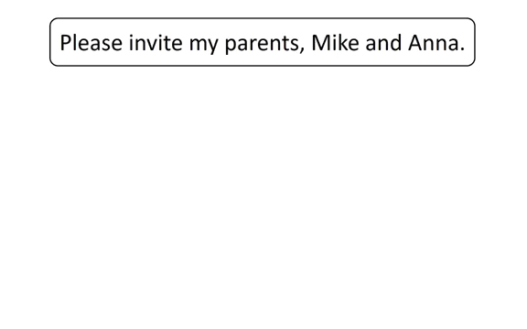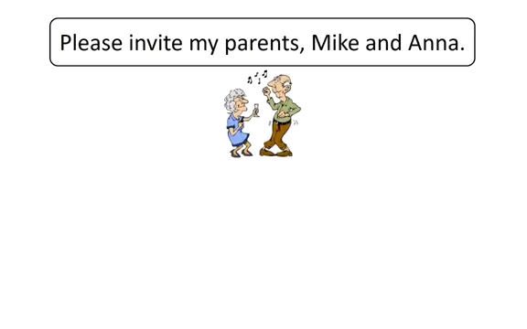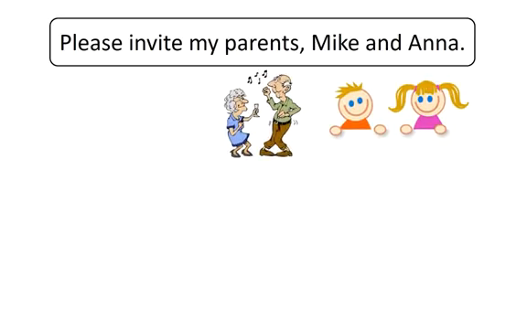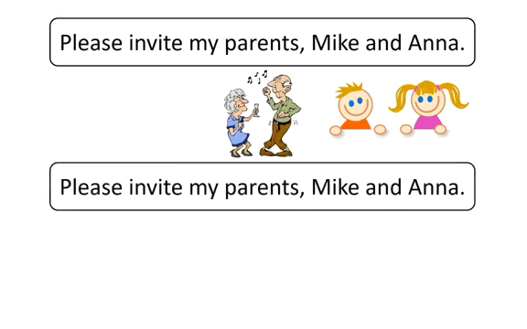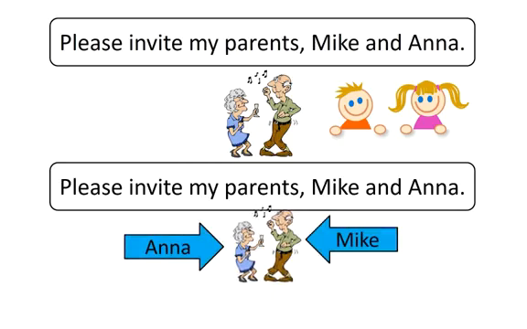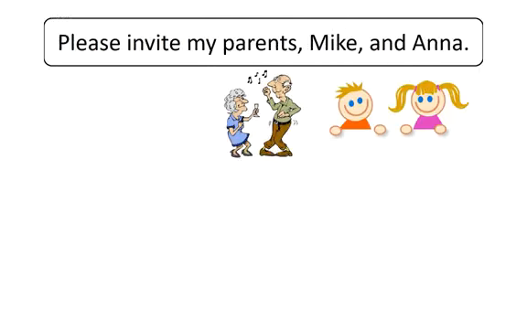For example, please invite my parents, Mike and Anna. This sentence could mean that I want you to invite 4 people. My parents and Mike and Anna. Or it could mean this. It could mean my parents whose names are Mike and Anna. And in this case, I only want you to invite 2 people. To avoid this confusion, some people prefer to add this comma. That way, it is clear that we are talking about 4 people, not 2.